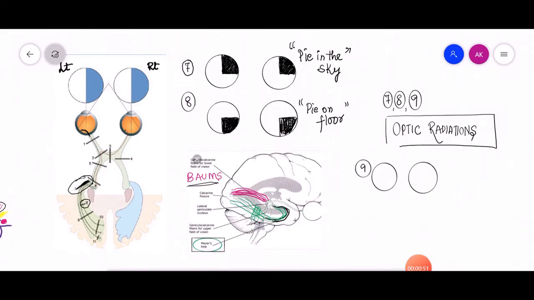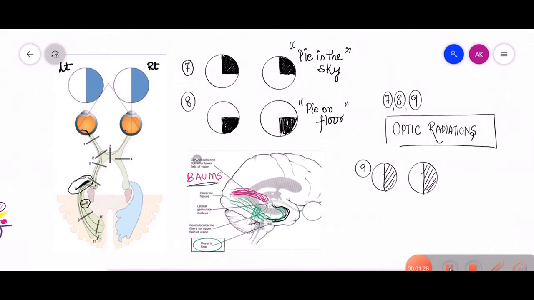Now what will happen when the entire optic radiation will be affected? Then both the pies will fuse with each other, and we will see something which is very similar to what is seen in the lateral geniculate body lesion or in the optic tract region. That is, we will see incongruous homonymous hemianopia of the contralateral side. Will the pupillary reflex be affected? The answer is no. Since the pupillary fibers have already separated right from the optic tract, anything behind that will not affect the pupillary fibers, and there will be no RAPD, there will be no effect on the pupillary reflex.